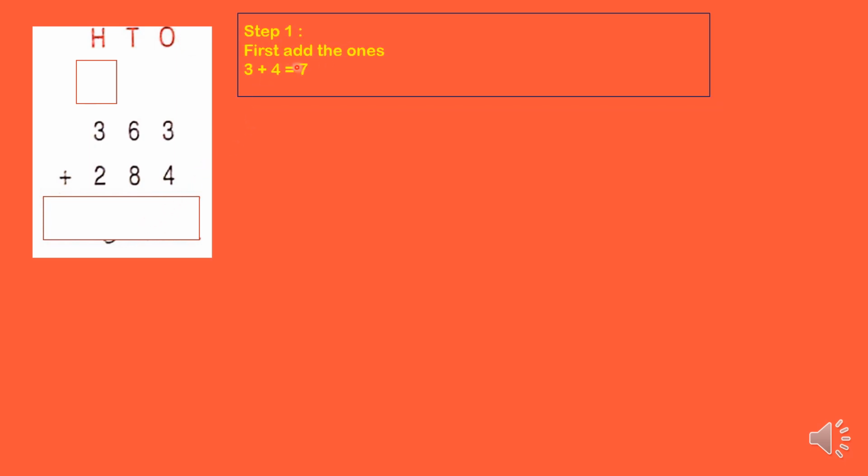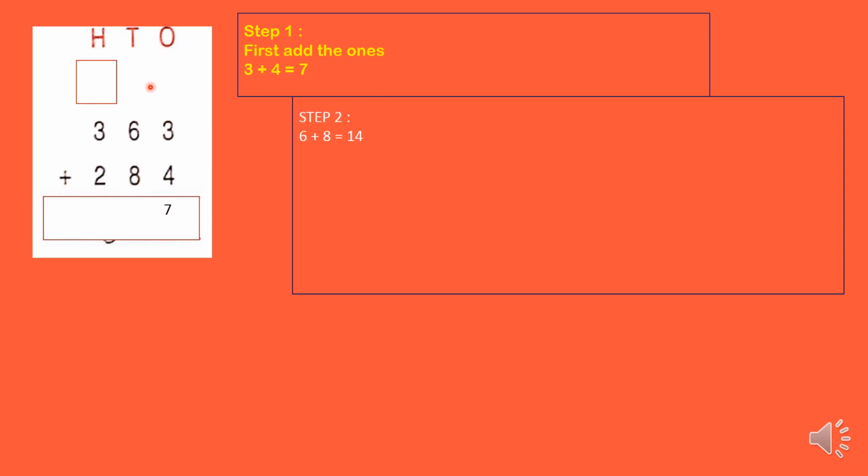Step 1, first add the ones. First we always have to start addition with the ones column digits only. So first we have to add these 2 digits. Which number is bigger number? 4. So you should keep 4 in your mind, 3 is in your hand. 4 after 5, 6, 7. So we are writing 7 here. This is the first step over.